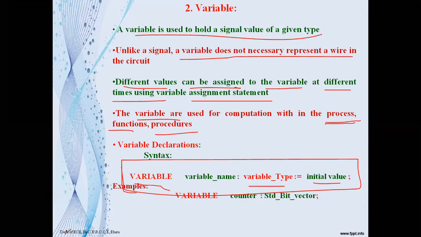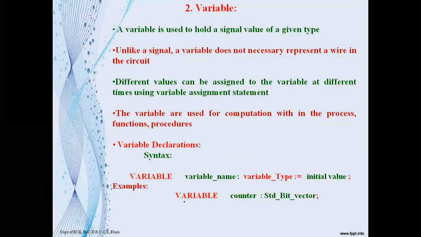See this example here, variable counter. So now the counter is a variable. Actually the counter is an object. This counter object is a variable and it is a standard logic vector here. Standard logic vector means you can define the size of the vector from 0 to 7, right? Which means 8 data lines.